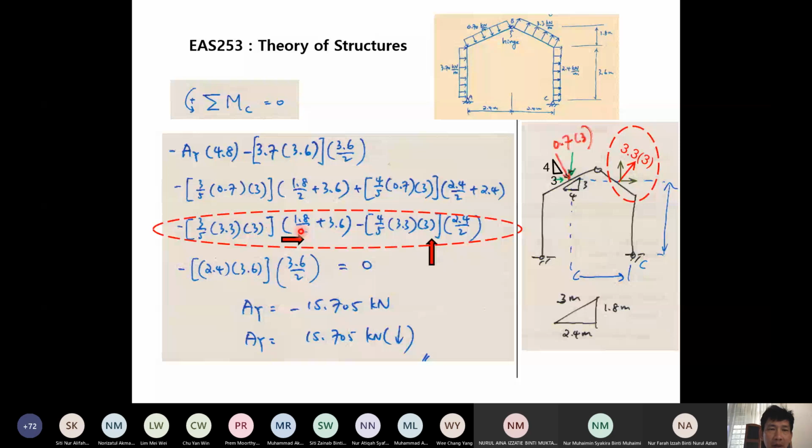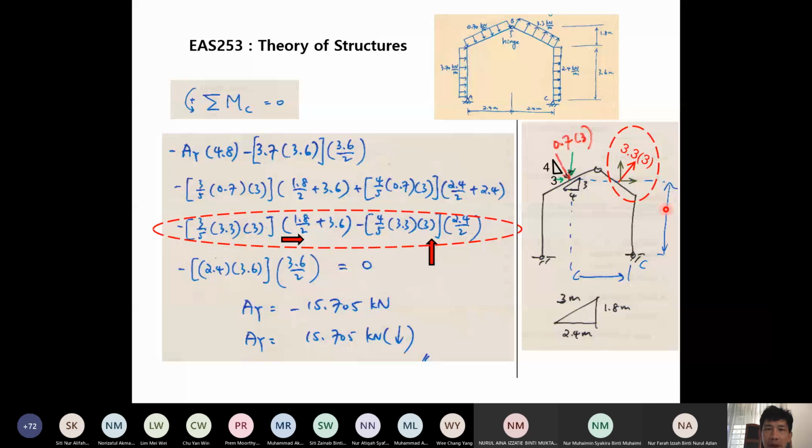The horizontal component, the total one is 3.3 multiplied with 3, then multiplied with 3/5. This inclination is the same. So multiply with 3/5, then we get the horizontal component, and don't stop here, multiply with perpendicular distance. This blue color here again, this is the perpendicular distance. And it is causing clockwise moment at C, so negative.